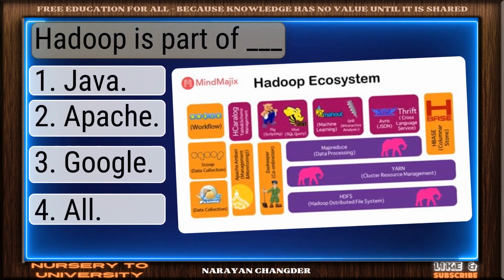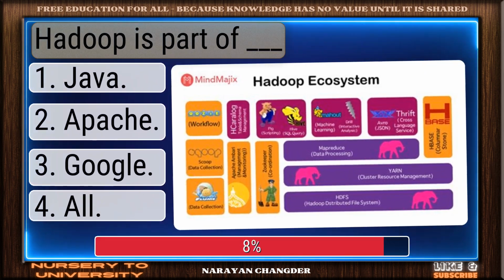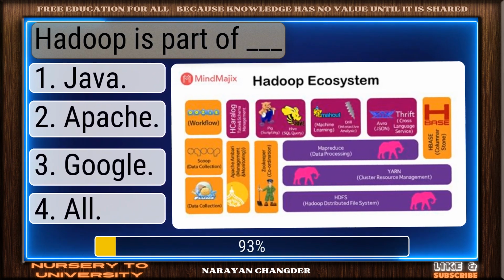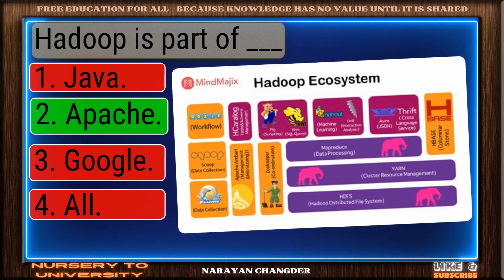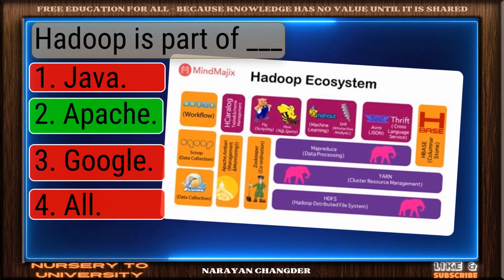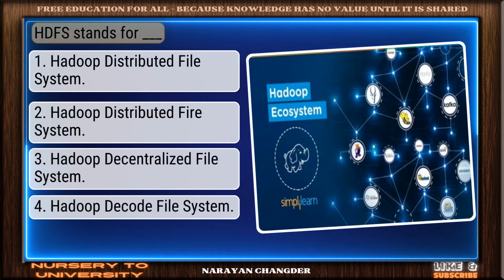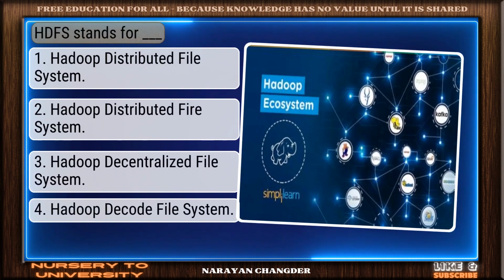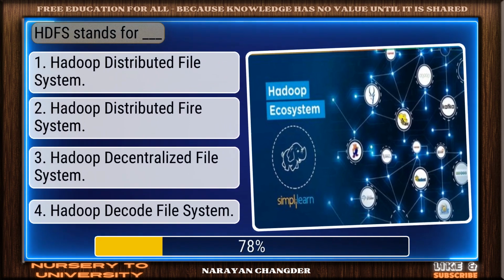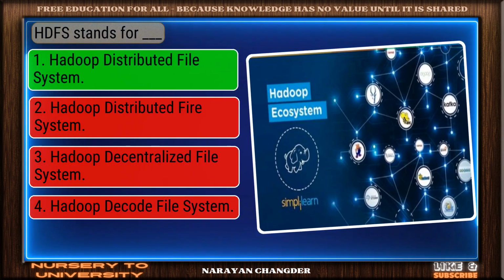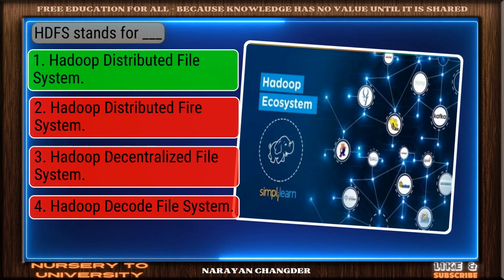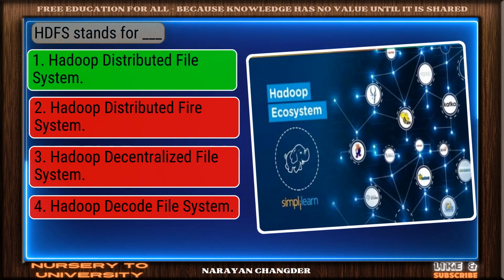Question number 77. Hadoop is part of ___. Nice selection. Apache is the correct and valid answer. Question number 78. H in HDFS stands for ___. Solid response. Hadoop distributed file system is a valid choice.